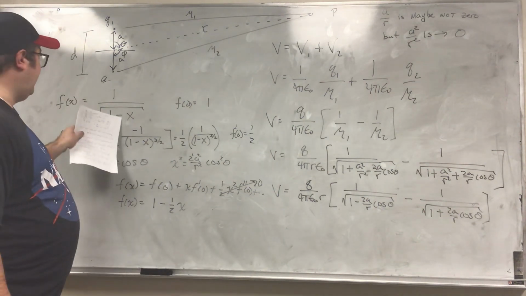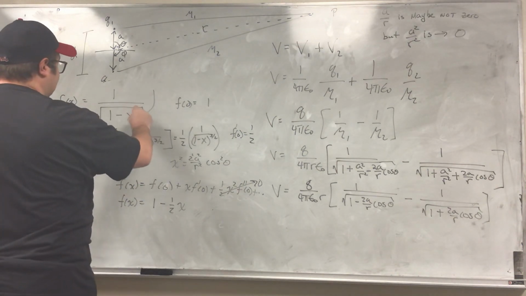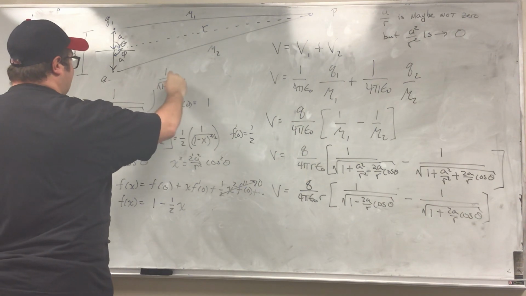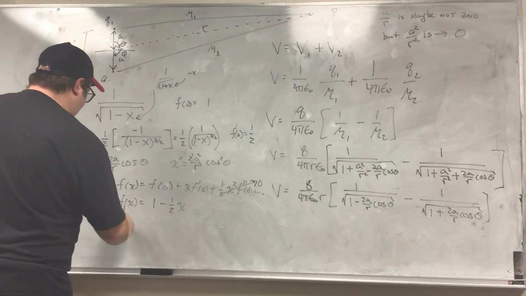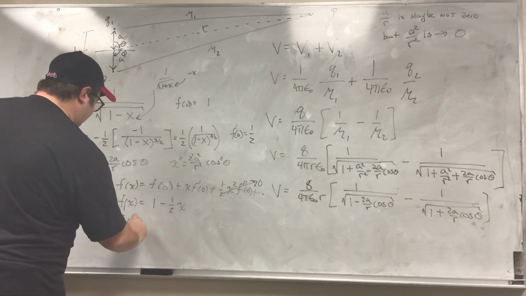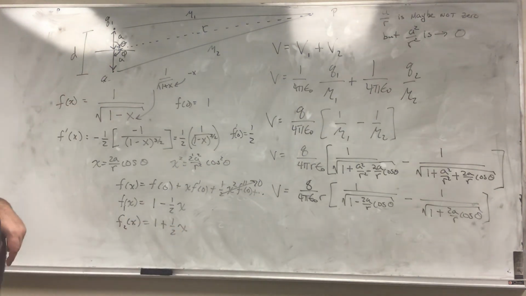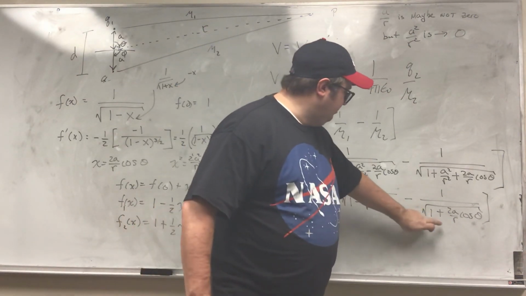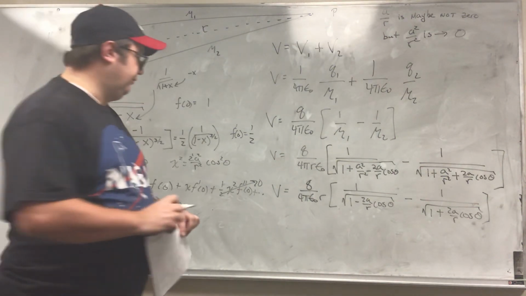Now if I make this a positive x, if I want 1 over the square root of 1 plus x, I can just plug in a minus x here. So for the one term it's this, and for the two term it is 1 plus 1/2 x. Right, because here I have 1 minus x, here I have 1 plus x. So when I put them in, I get the following.